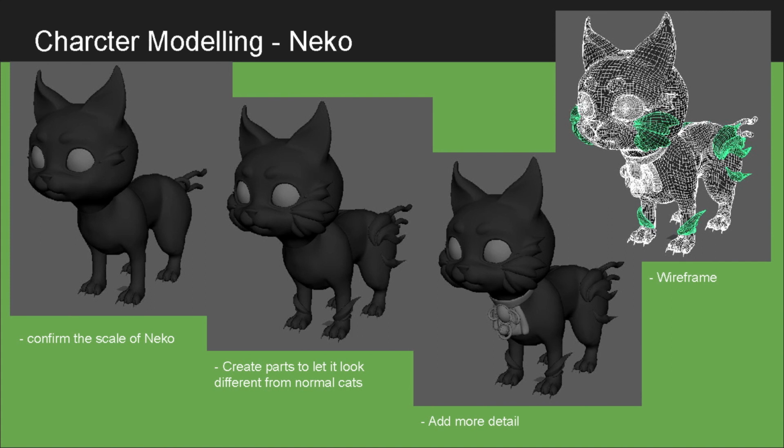At the first step, I create a simple model to figure out if the scale of my model is appropriate, and then create some stylized parts to make it not look like a normal cat. After that, I put some decoration and details on it. The wireframe is shown in the picture on the right hand corner. We can see that the wireframe should follow the rules: form perfect quadrilateral shapes and have almost the same size as the other faces.